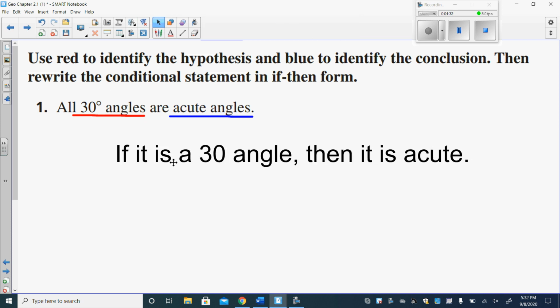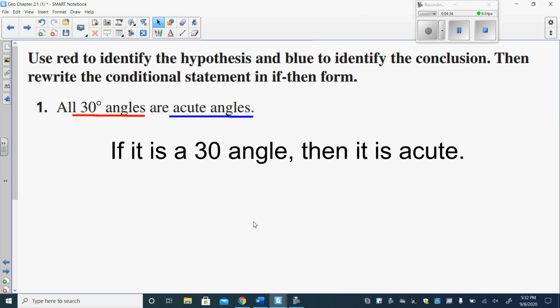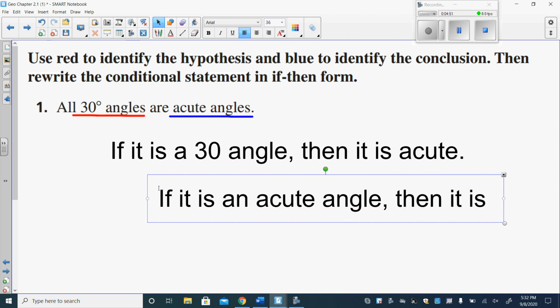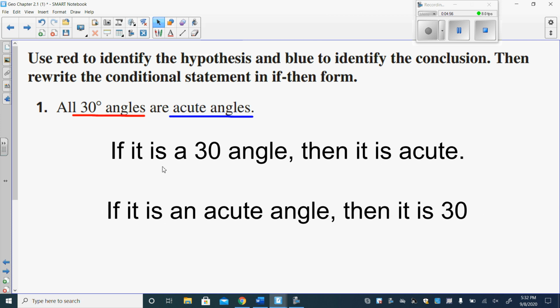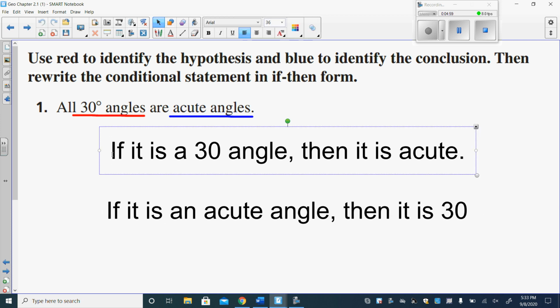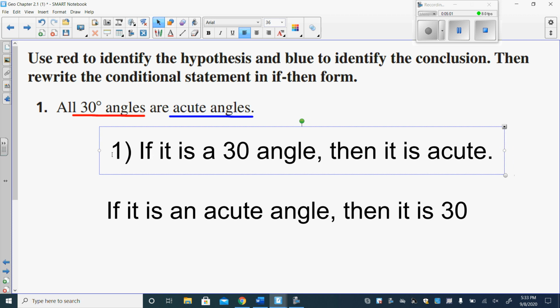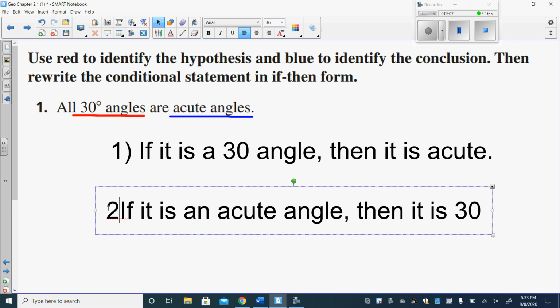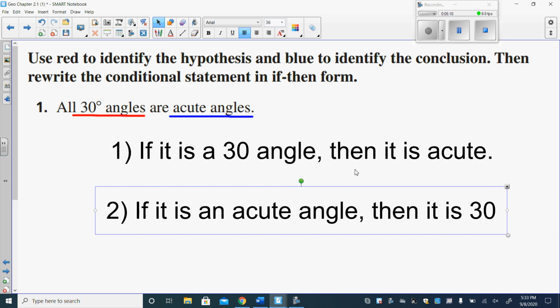And that works. We really want to try to make a true statement. We'll talk about true and false in a little bit. It's a true statement because if it is a 30-degree angle, then it's acute. Now we could try to write it the other way: if it is an acute angle, then it is 30 degrees. I'll call the first one number 1. Number 1 is always true, because if the angle is 30 degrees, then it is acute.